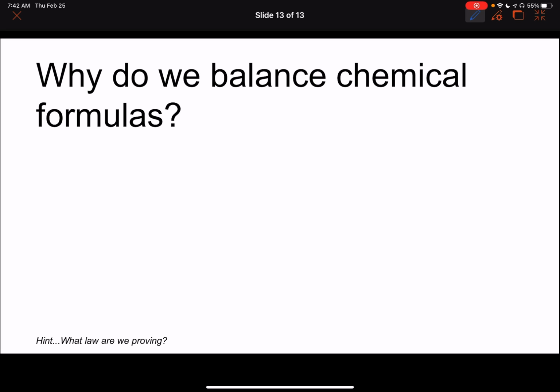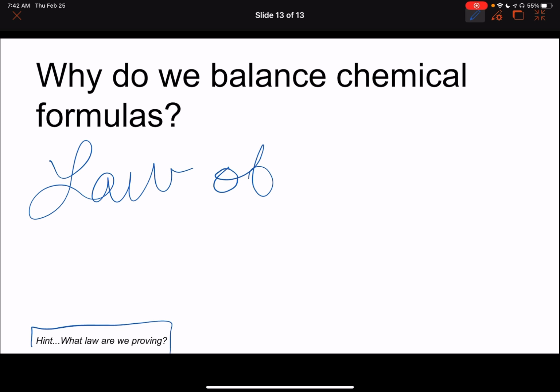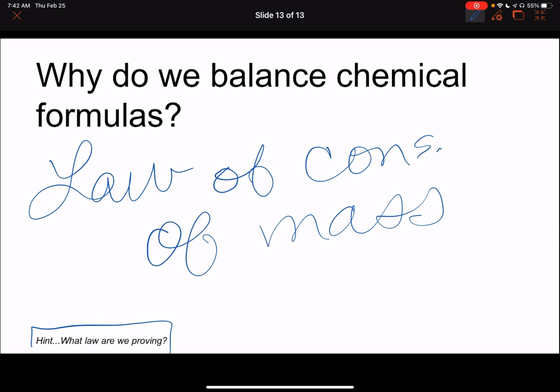Okay, our final question for our review. Why do we balance chemical formulas? The hint is, what law are we trying to prove? We are trying to prove the law of conservation of mass: that matter cannot be created nor destroyed, and we're looking to make our reactants equal to our products.